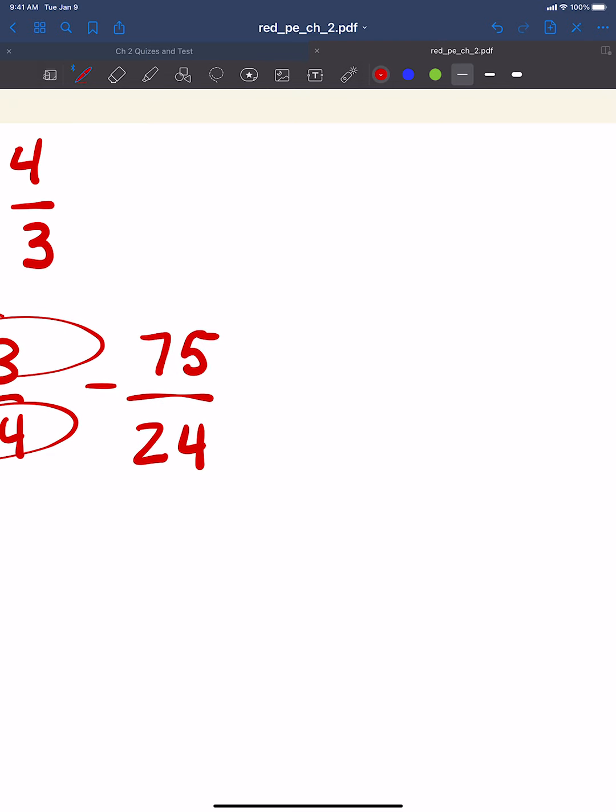All right, we're not done though, are we? No. You have to do the thing. How many 24s can come out of 75? 3. And 3 of them? 72. And so then it'll be 3. So it'll be 3 and then 3 24ths. And then that would equal 3 and 1/8. And you have to keep the negative, so it'll be negative 3 and 1/8.